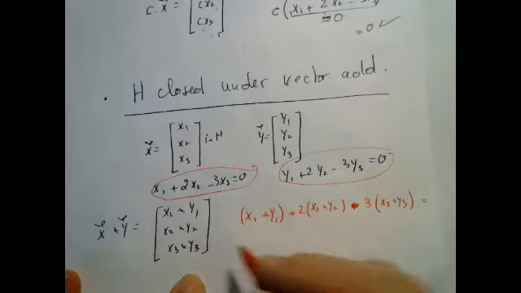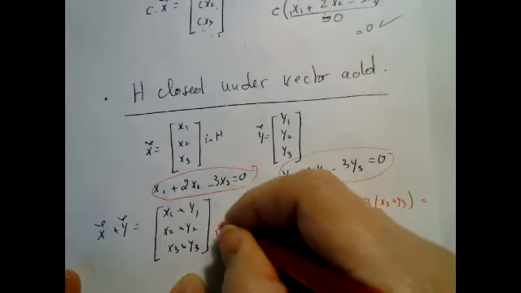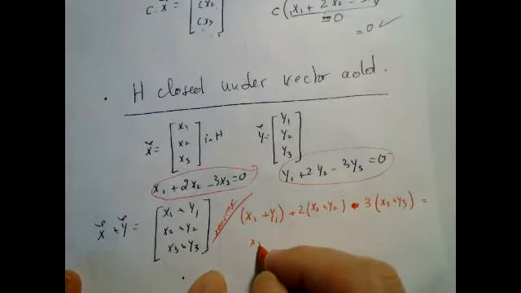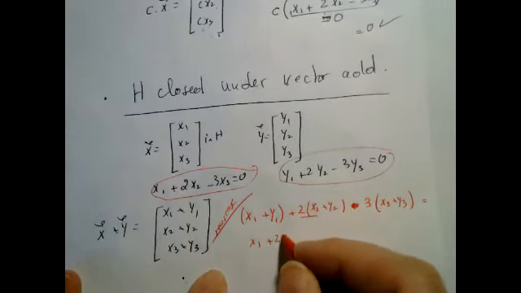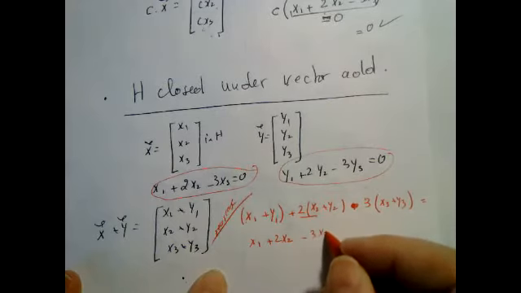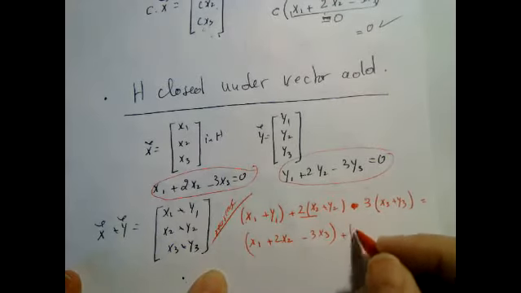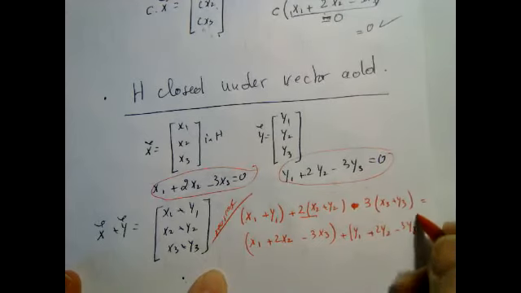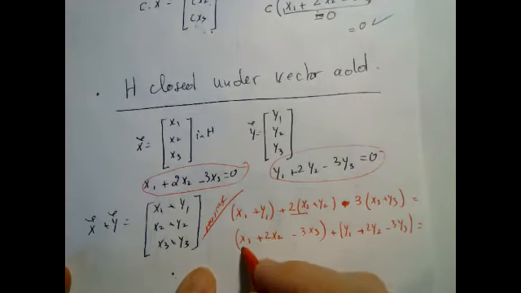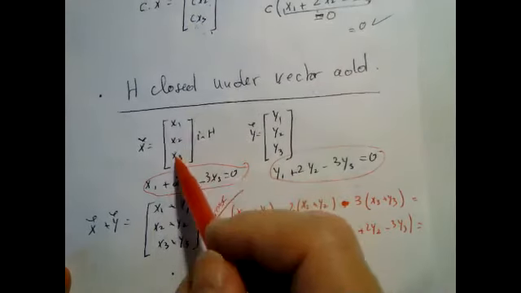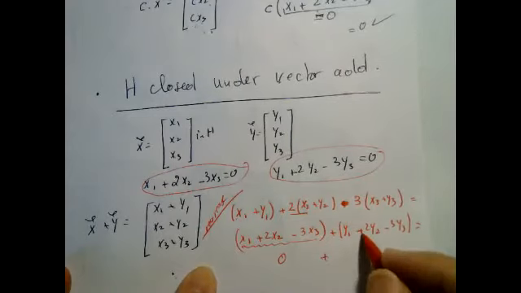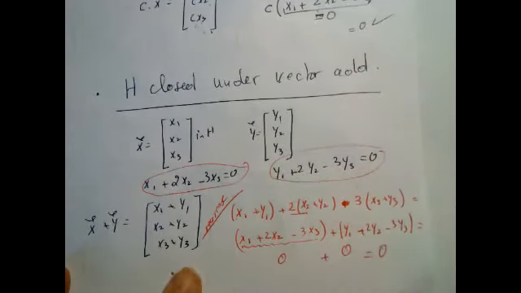You can start rearranging. So rearrange. I will get x1, I plug in the 2x2 here, minus 3x3. And I add to it y1 plus 2y2 minus 3y3. Now, this x is in H. It means it satisfies this condition. This one in H satisfies this condition, equal to 0. Therefore, it is a subspace.